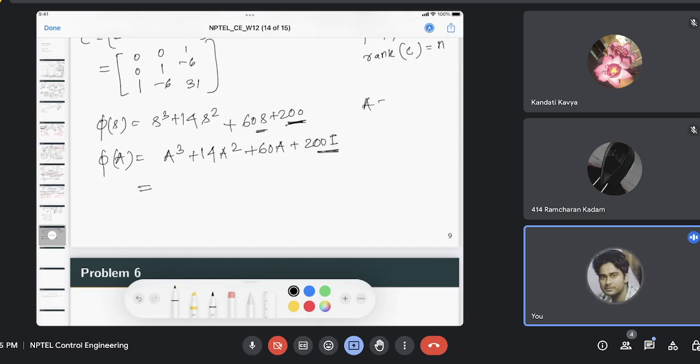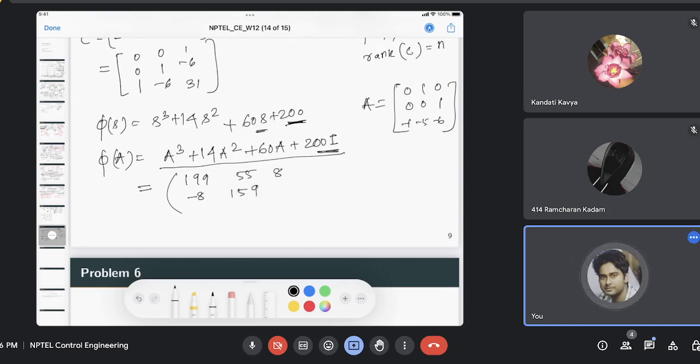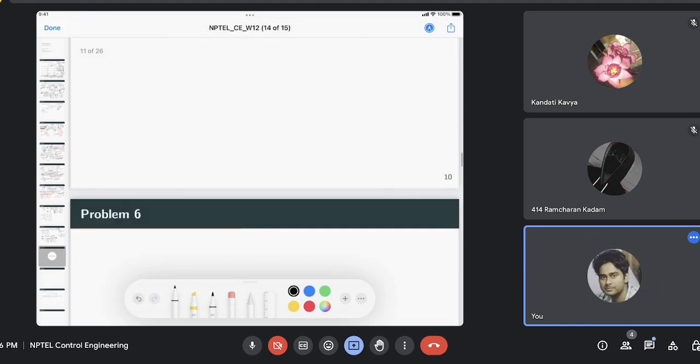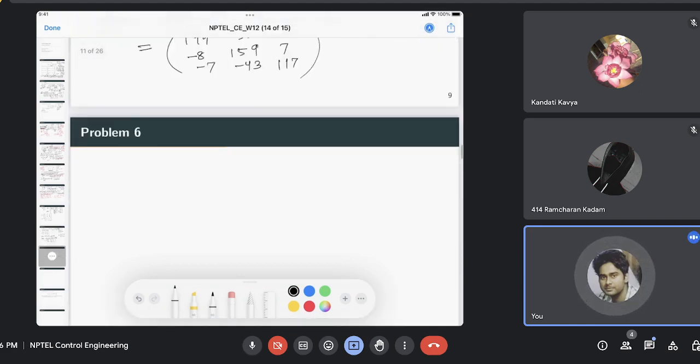So the A matrix is given as 0 1 0, 0 0 1, minus 1 minus 5 minus 6. You substitute that and compute. Again, it is a lengthy calculation, so I'll skip that and you can compute this one. I already computed that, so it comes out to 199 55 8, minus 8 159 7, minus 7 minus 43 minus 17. Once you have this, you just use Ackermann's formula.